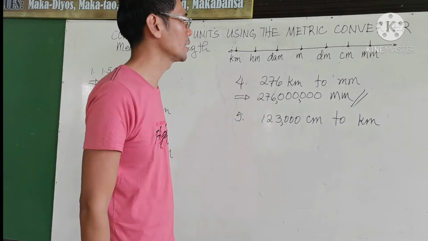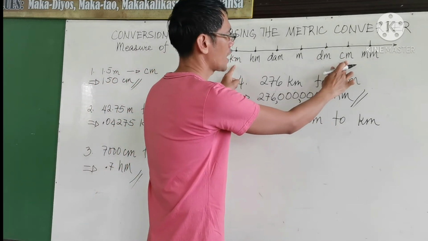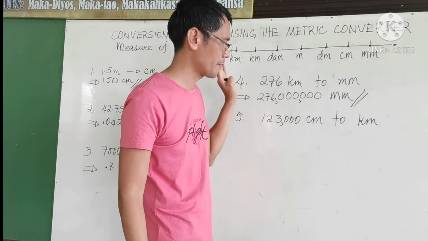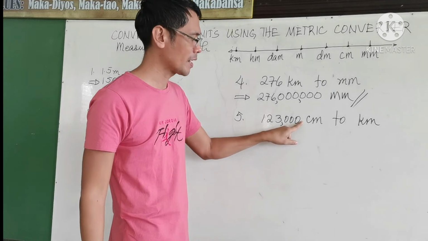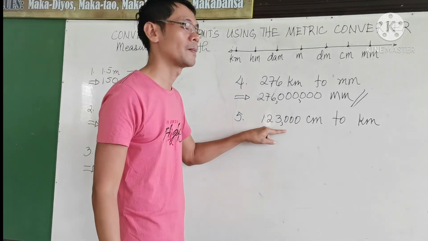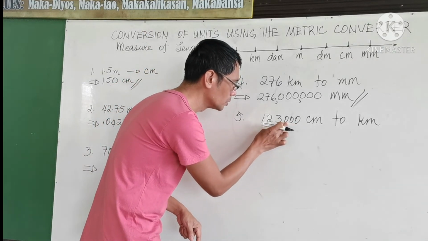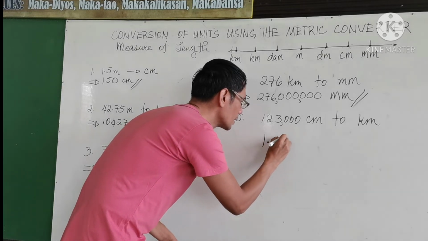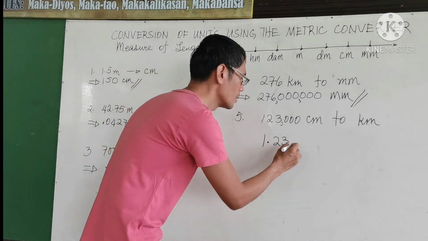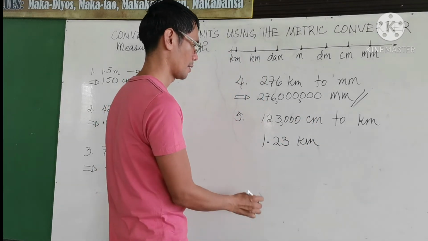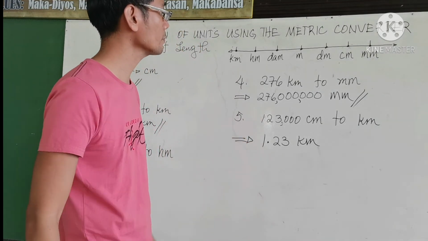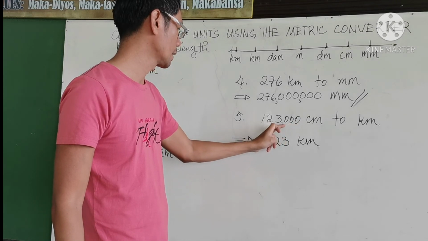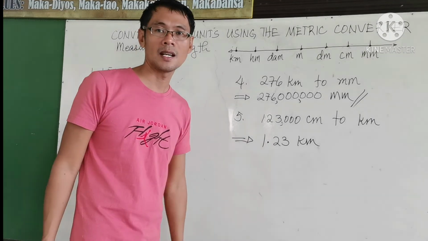For number 5, you're given 123,000 centimeters to kilometers. So centimeters to kilometers. Count the number of spaces: 1, 2, 3, 4, 5. So there are 5 spaces going to the left. Therefore, we are going to move our decimal point 5 decimal places to the left. So 1, 2, 3, 4, 5. So that is equal to 1.23, even without writing the three 0s, kilometers. Let's check the centimeters: 1, 2, 3, 4, 5. Correct. So 1.23 kilometers.